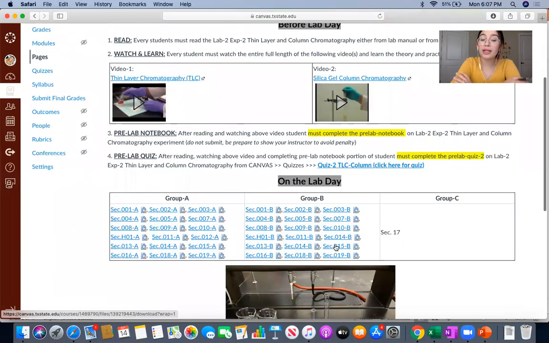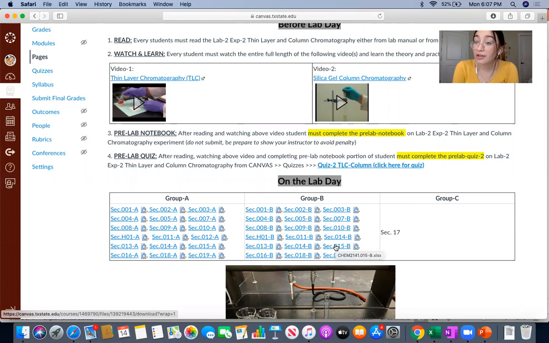Alrighty, for your pre-lab notebook, make sure you bring your pre-lab notebook to lab. If you do not have your pre-lab notebook, I can't let you in because your pre-lab notebook has your procedure, and it has your experimental hazards, and it has your purpose. So I need to know that you guys have read the lab manual, you guys understand what you are doing. You don't want to just be mixing chemicals. So make sure you bring that.